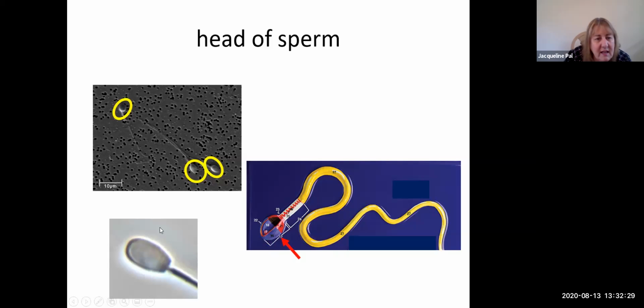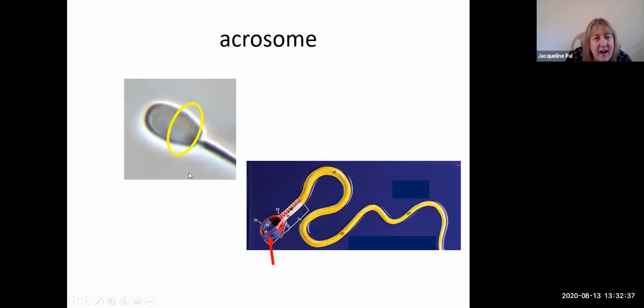So in this picture on the lower left where you have the entire head, you can see that this part is darker and then this part is lighter. So that lighter area is the acrosome and this is the transition area. In the model, the purple part is the acrosome and the red part is the nucleus of the sperm that the acrosome is covering.